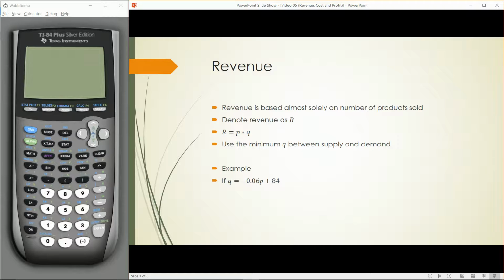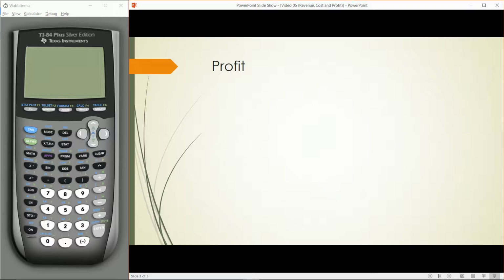So let's look at this example. Let's go back to that same demand. If we take our price and multiply that by our demand, we get this function, which gives us our revenue. Now profit. This is what most people actually care about. It's usually the difference between how much money you bring in versus how much money you have to give out. Profit, P, is equal to R minus C, so your revenue minus your costs.